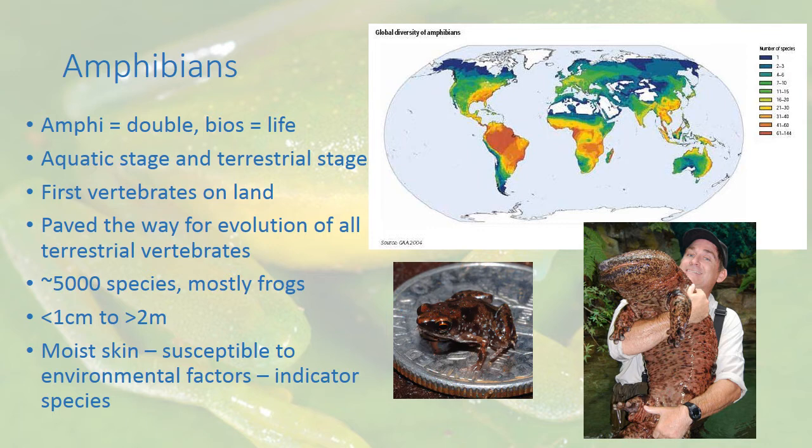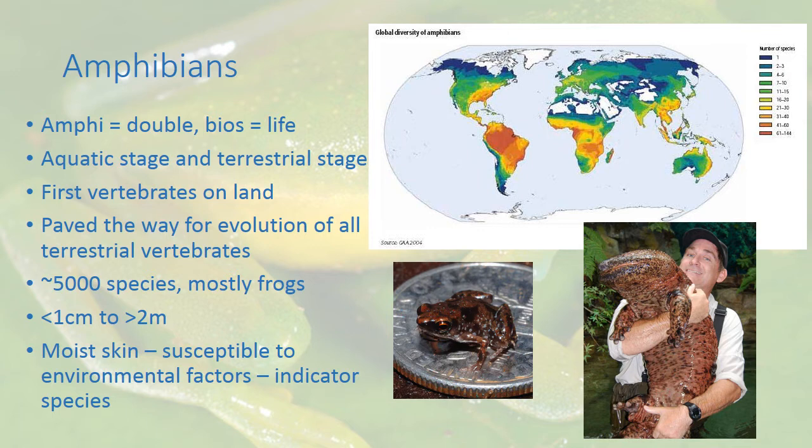There's about 5,000 known species of amphibians worldwide. Most of them are frogs. There's great diversity within those, and one way to see that diversity is looking at size. It goes from that tiniest frog that we talked about back in our very first vertebrates video up to this giant Chinese salamander. So this guy is less than a centimeter, something like 7 millimeters. This guy can be like 6 feet long.